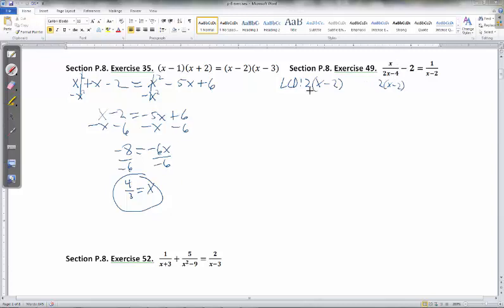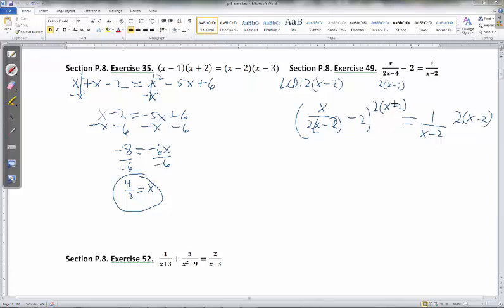So I take my least common denominator, and just like I did in the last problem, I multiply it through. So I've got x over 2x minus 4. 2 times x minus 2 is better. Minus 2. All of this times 2 times x minus 2 equals 1 over x minus 2 times 2 times x minus 2. And I'm just doing this over 1.